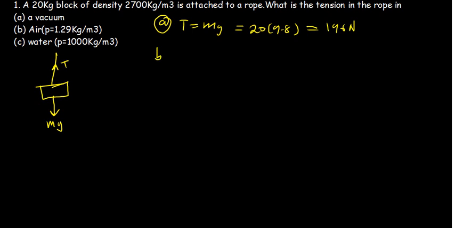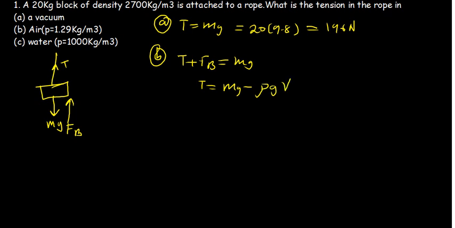So B, what is the tension in the water? Because you put it now in a fluid, there will be a buoyancy force. There will be a force pushing it up. You can see that now we have two upward forces, tension plus buoyancy force, and that is going to be equal to mg. I'll take the buoyancy force to the other side. So tension is going to be mg minus buoyancy force, which is given by density times gravity times volume. So let's calculate the volume of this object. We know that density is given by mass over volume. The density is given as 2700 for this object, and its mass is 20.